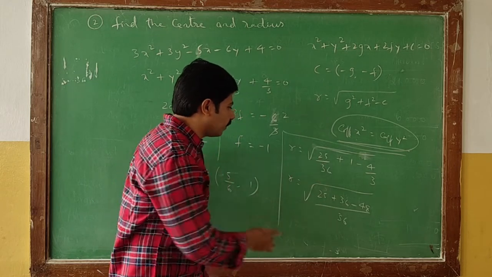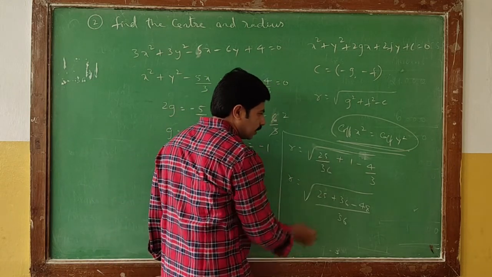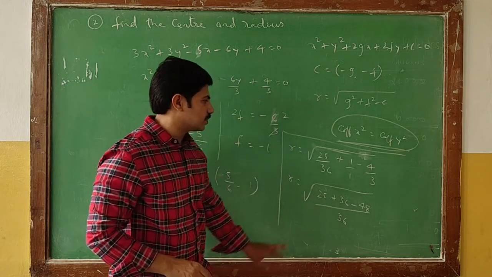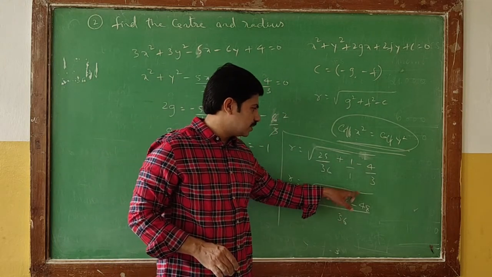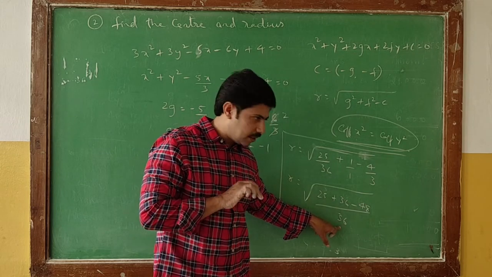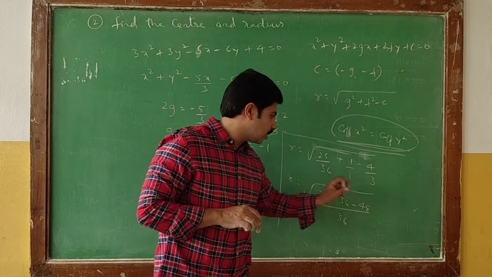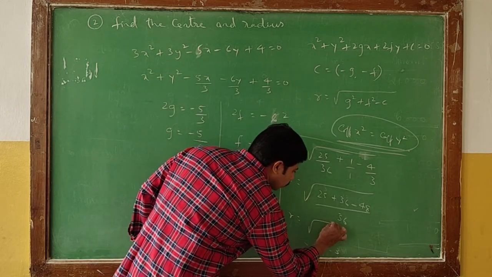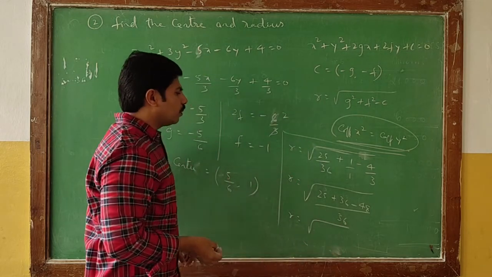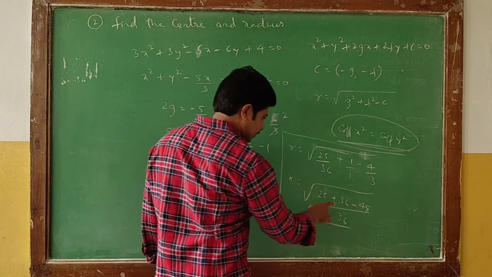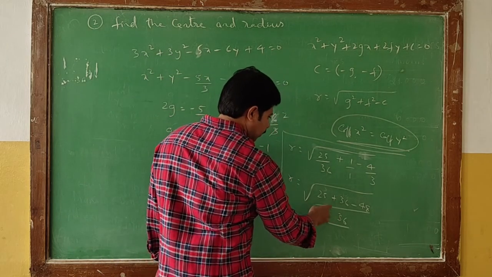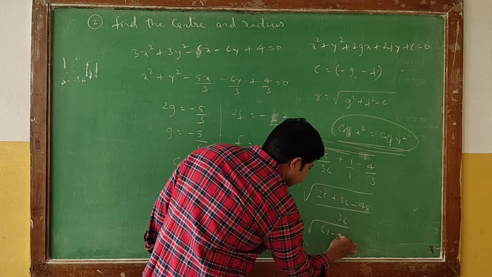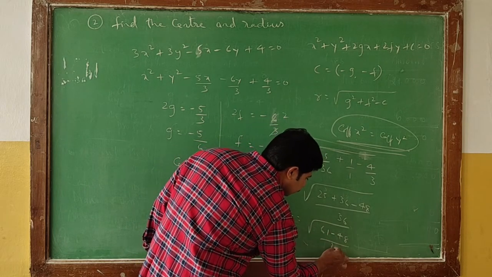So 1 into 25 is 25. Then here you can assume as 1. 1 goes in 36, 36 times. So that 36 into 1 is 36. 3 goes 12 times, but 12 you have to multiply to the numerator, 12 fours are 48. So R is equal to under root of 25 plus 36. 25 plus 36 is 61 minus 48 by 36.